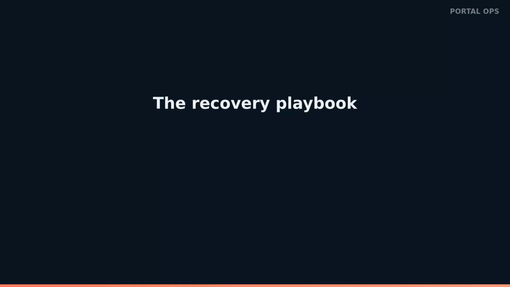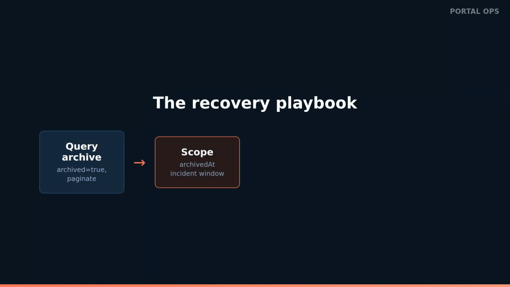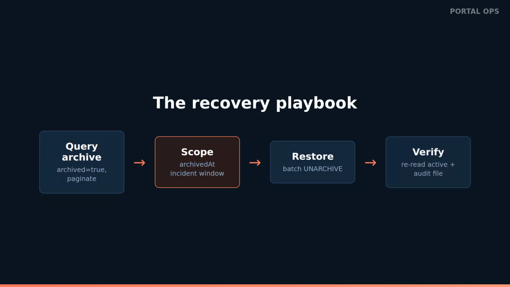The playbook, start to finish. Query the archive explicitly, scope the damage by the archived at incident window, batch restore only that window, then verify every record from the active side, and write the audit. It works the same for companies and deals, same archive, same endpoints, same 90-day clock. Save the script now, before you need it at 4 o'clock on a Friday. That's the recovery. The next time someone says the contacts are gone, you've got 90 days in a script that says otherwise.